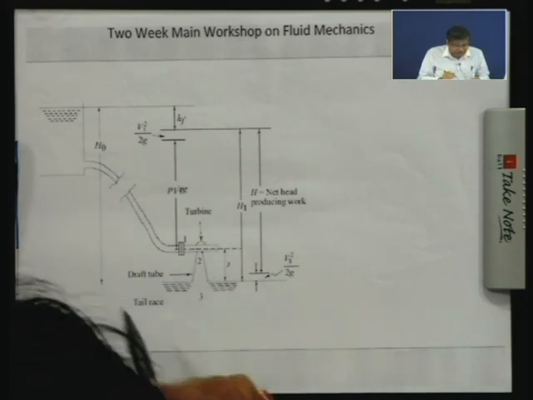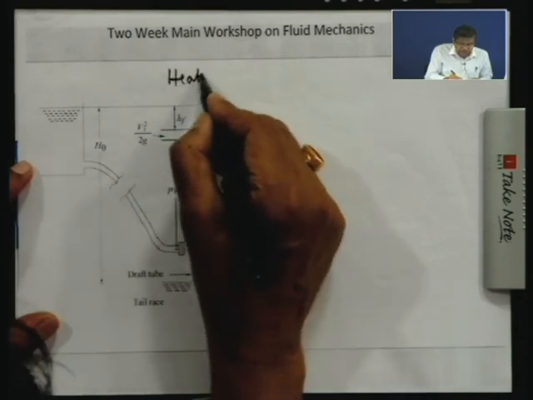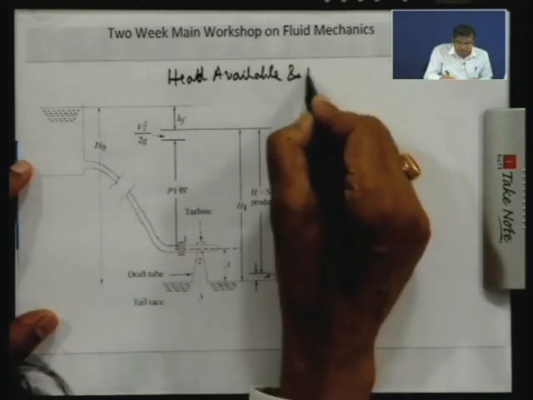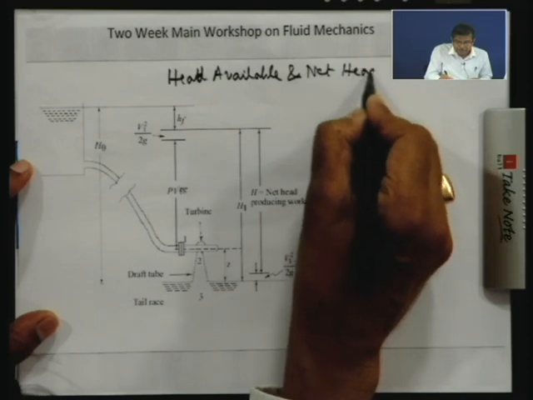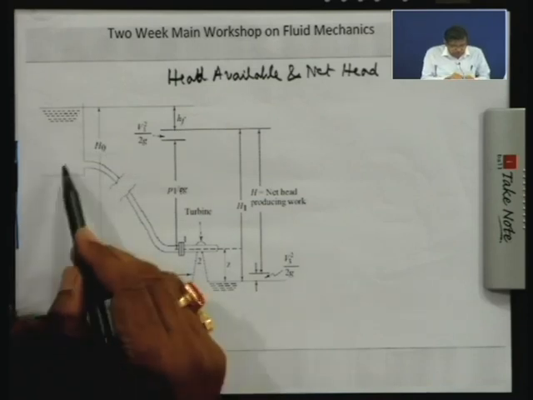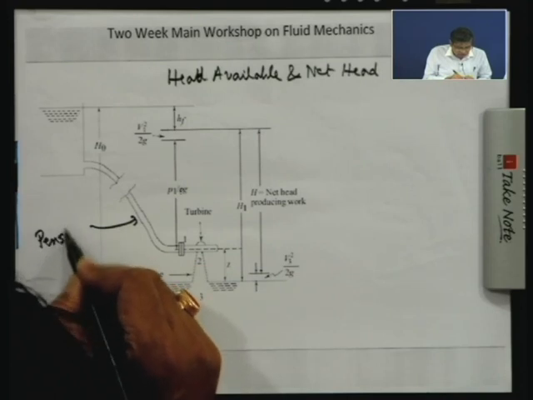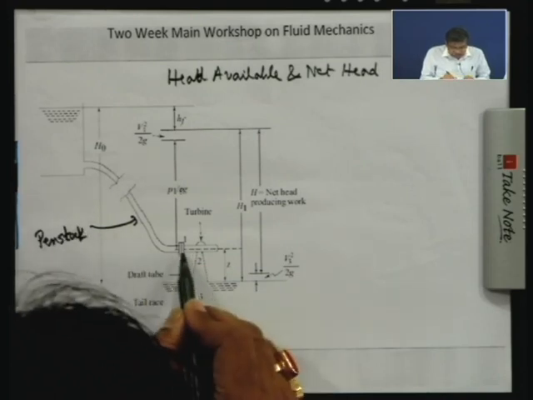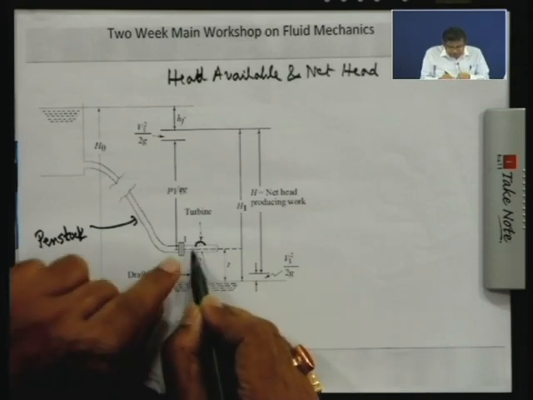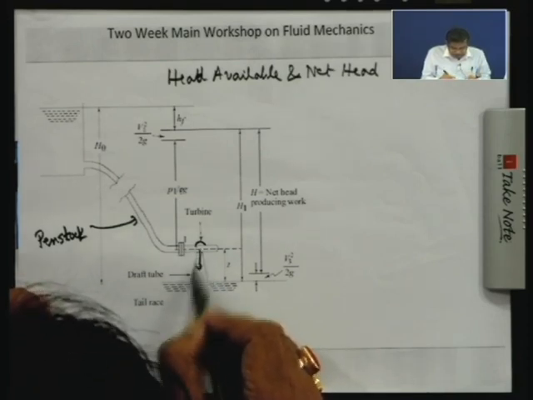Now, let us have an understanding like that. Let me write head available and net head. Let us consider here a reservoir at a high altitude. Now, this is the penstock. Now, this leads the water to the turbine, which is in the horizontal plane, as I have discussed. Then the water turns this way, and this is the draft tube.